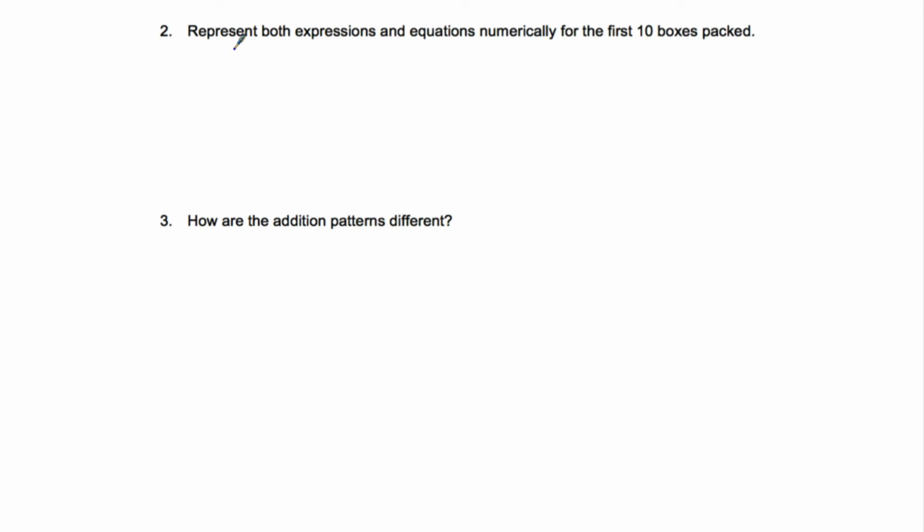Okay, represent both expressions and equations numerically for the first 100 boxes packed. So that means Joe, okay, if he packs 1 box, 2, 3, 4, and so on. If he packs 1 box, he will get $3. How do I know that? Well, remember his was y equals 2 plus 1x. So what's 2 plus 1x? That's 3.